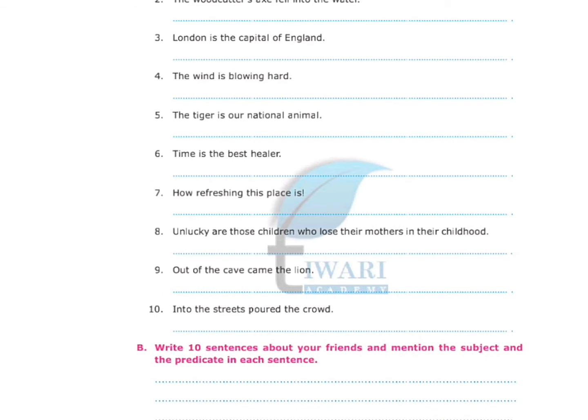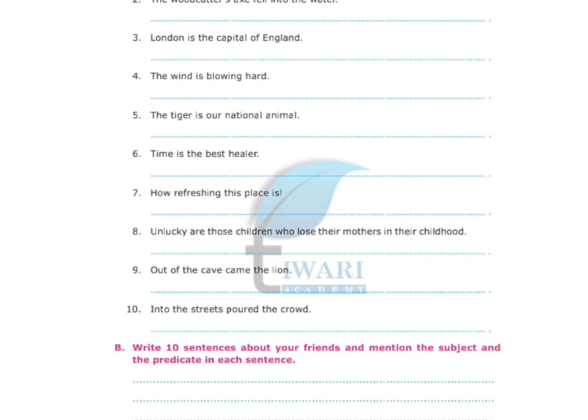How refreshing this place is. How refreshing. So what is the subject here? How refreshing this place is. So this place is the subject and how refreshing is, this is the predicate. Got it completely? Unlucky are those children. So those children is the subject. Okay, and unlucky are who lost their mothers in their childhood, this is the predicate.